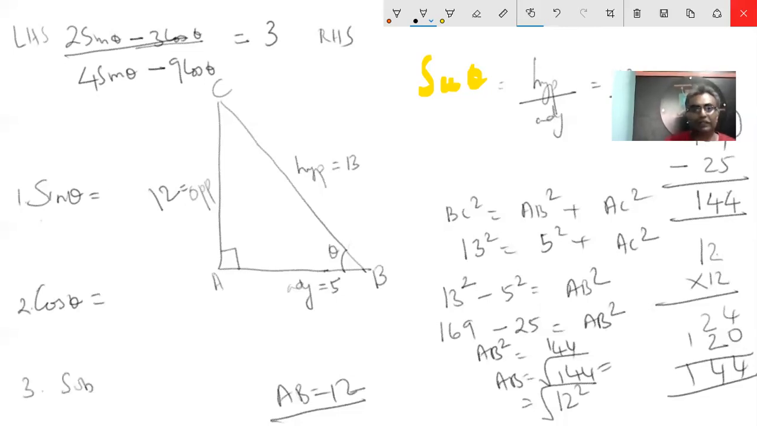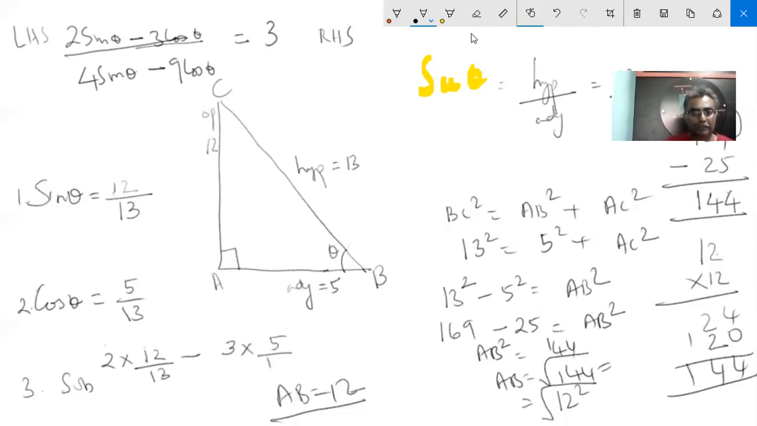Very good. Okay. Now tell me, what is sin theta? Sin theta is opposite side, this is 12. 12 by 13. Very good. Cos theta is 5 by 13. Very good. Now you have to substitute. Now tell me that formula on the left hand side. 2 into 12 by 13 minus 3 into 5 by 13.